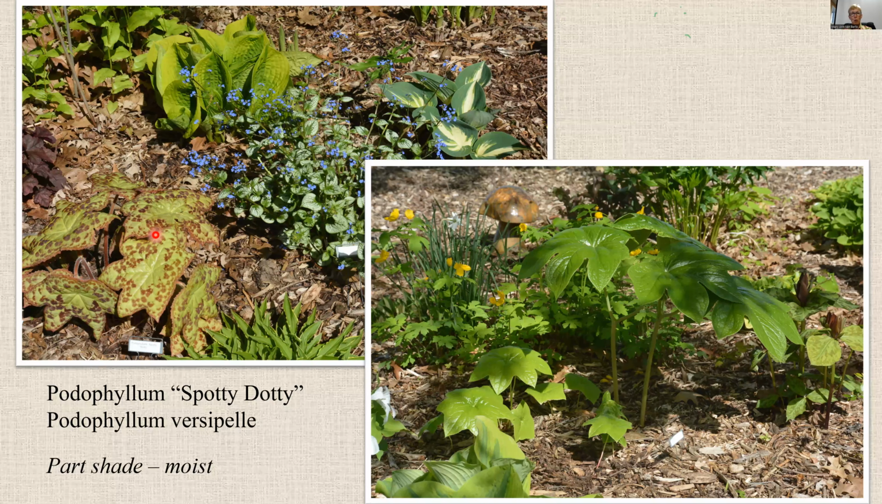And Podophyllum, so this is a relative of our native Mayapple, except it's very showy. As you can tell, Spotty Dotty has lots of spots. And this is Podophyllum versipelle. So these are Japanese cousins to our native Mayapple. They do well in shade, and this one gets quite large, actually quite tall, and moist conditions.